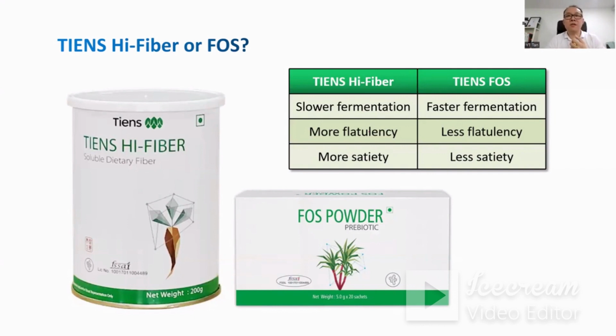Because of the slow fermentation, high fiber will cause you to have more flatulence, which is bloating, or you feel the stomach full, like a lot of gas inside. If you are taking any fiber, you will experience flatulence more or less. So high fiber will be more flatulent, and FOS will be less flatulent because of the faster fermentation.